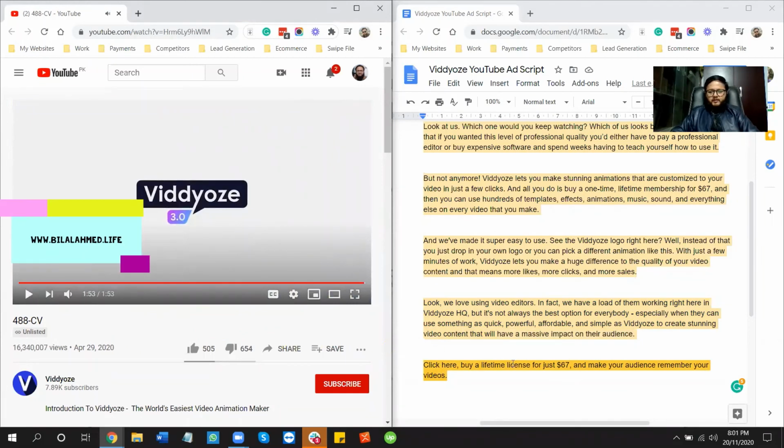All right, so here comes the pricing. Buy a lifetime license. He mentions this again. It's a lifetime license, one time, lifetime. Telling people, reassuring them that they won't have to pay every month or every year. It's a one-time fee, and then they would be done with that. And the smart thing is that he ends this ad on the value proposition. He repeats the value proposition in different words. Make your audience remember your videos.